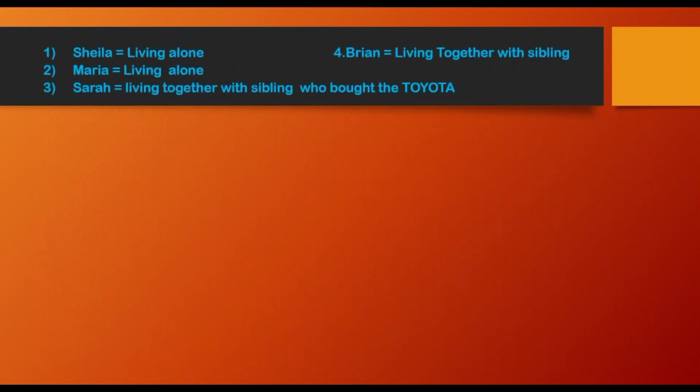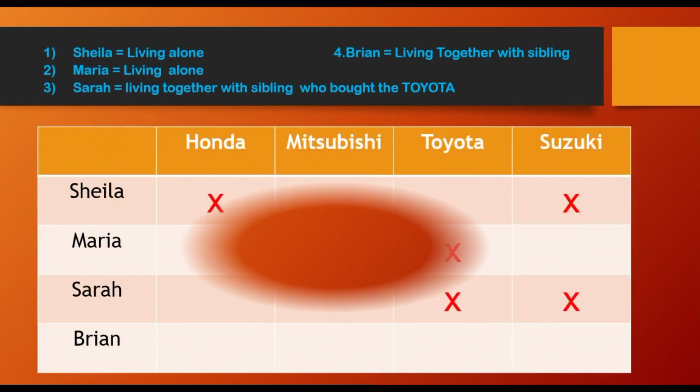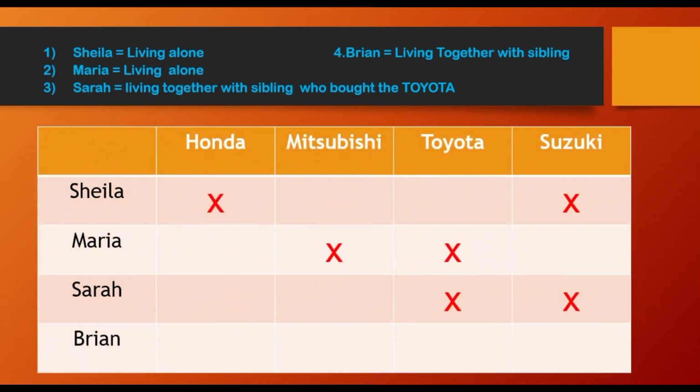Di ba? Living alone na si Sheila and Maria. Whereas si Sarah naa siya'y kauban sa balay, which is her other sibling. So wala na may lain sibling nga nabilin nga kauban nga walay gipuy-an, di ba? Si Brian na lang man. So meaning si Brian ang kauban ni Sarah sa balay, which is also the owner of the Toyota because Sarah is living together with her sibling who bought the Toyota car. So ato na lang ibutang sa ato ang table, si Brian ang owner sa Toyota car.